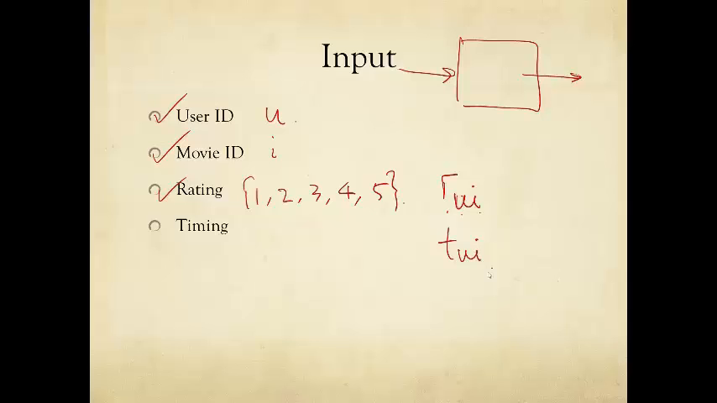Of course, there's also the review text. And we're not going to talk much about text review in today's lecture. So you've got U and I and R_UI and T_UI. Now, how many R_UIs and corresponding T_UIs are we talking about here? Actually, a lot. Think of millions of users and tens of thousands of movie titles.